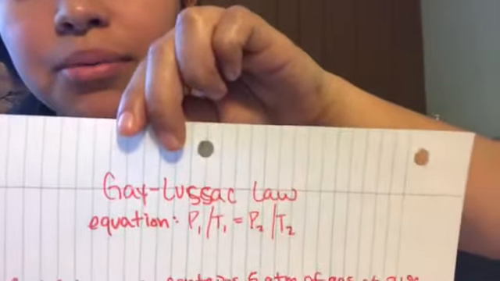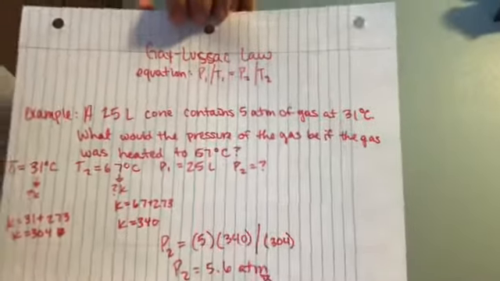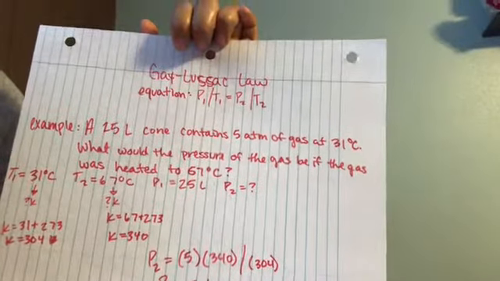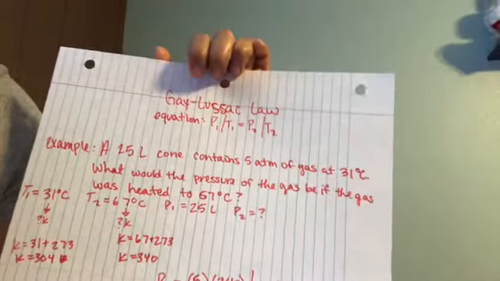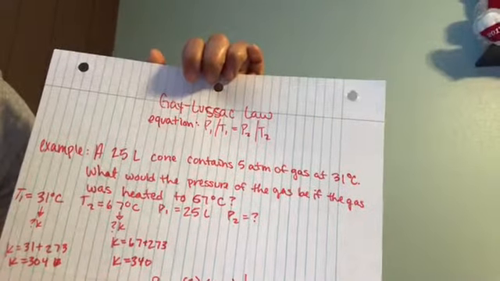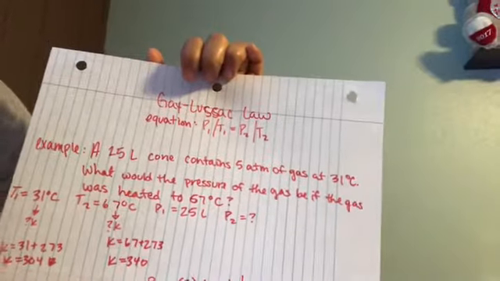The equation can be stated like this: P1 divided by T1 equals P2 divided by T2. And the problem says a 25-liter cone contains 5 atm, which is atmospheres, of gas at 31 degrees Celsius. What would the pressure of the gas be if the gas was heated to 67 degrees Celsius?